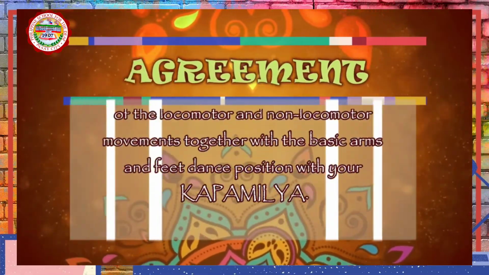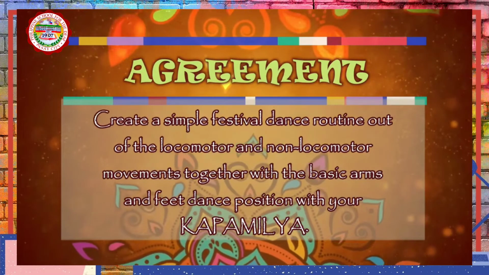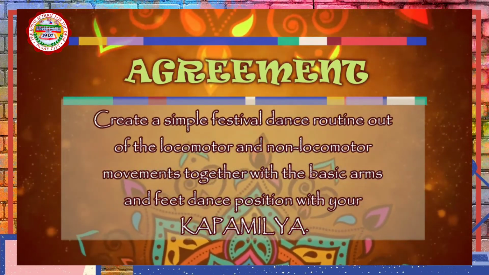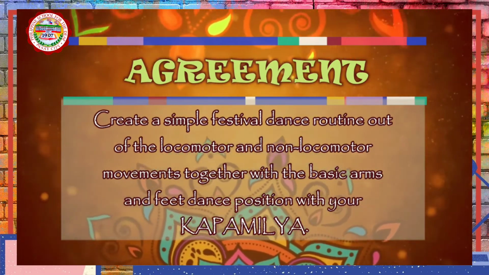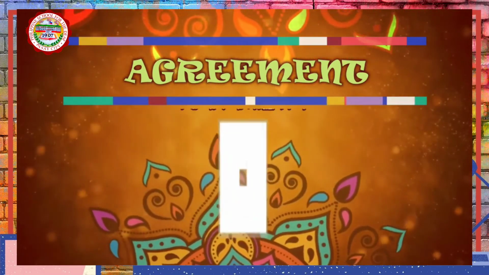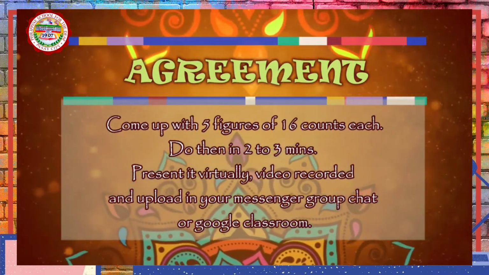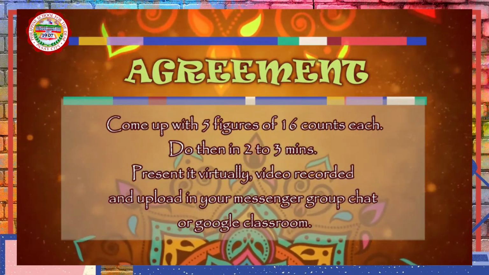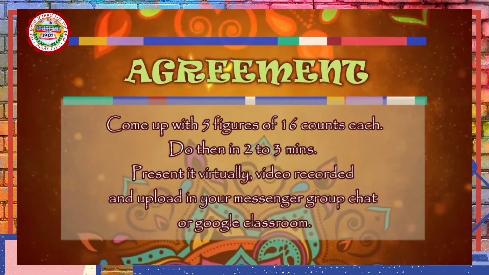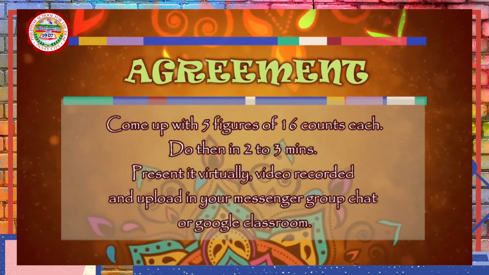Our agreement. Create a simple festival dance routine out of the locomotor and non-locomotor movements together with the basic arms and feet dance position with your kapamilya. Come up with 5 figures of 16 counts each. Do them in 2 to 3 minutes. Present it virtually, video recorded, and upload in your Messenger group chat or Google Classroom.